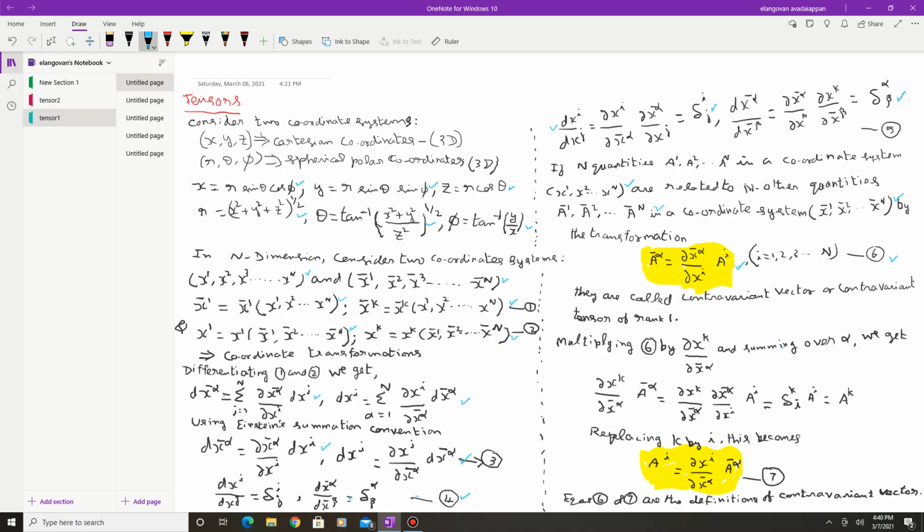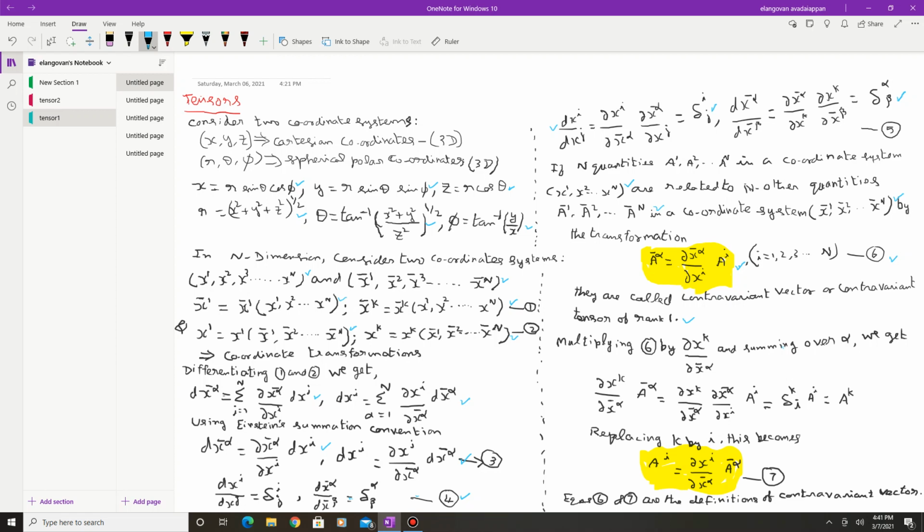If the transformation relation is of this form, then this ai as well as a alpha bar can be called a contravariant vector, or a contravariant tensor of rank 1. A contravariant tensor of rank 1 we call a contravariant vector. So equation 6 is the definition for the contravariant vector or the contravariant tensor of rank 1.